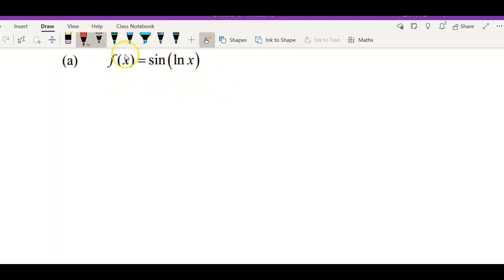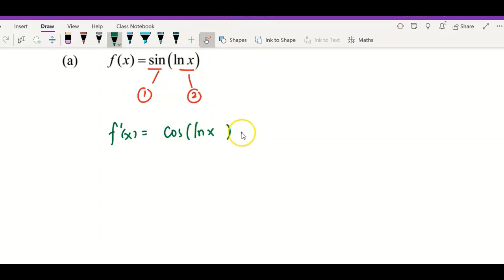I will see this function as a two-layer function. The first layer is sine, and the second layer is log. So I'm going to differentiate it this way. Differentiate the first layer, which is sine, you get cos. And the inner function, which is my second layer function, I will just copy it down. And then we multiply by the derivative of the second function. Differentiating ln x, you get 1 over x. Then we have done our differentiation. Just simplify it.